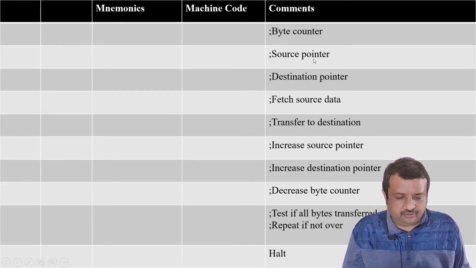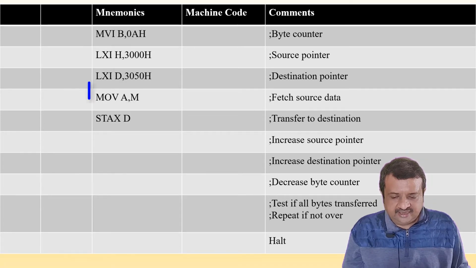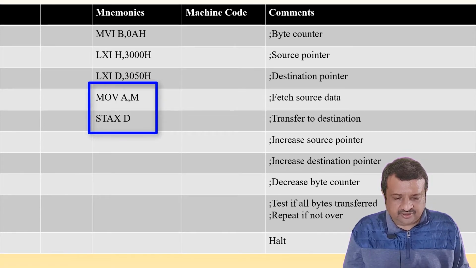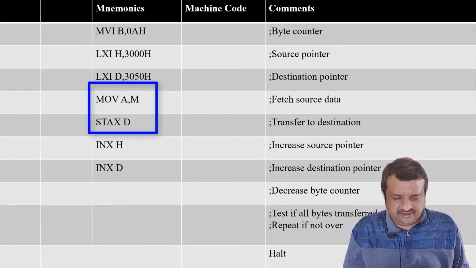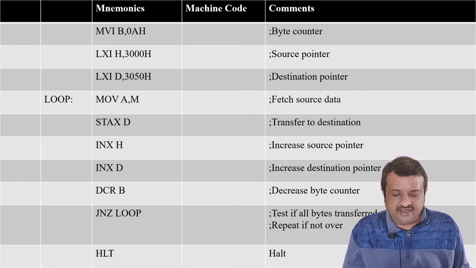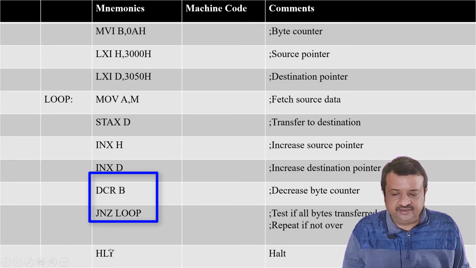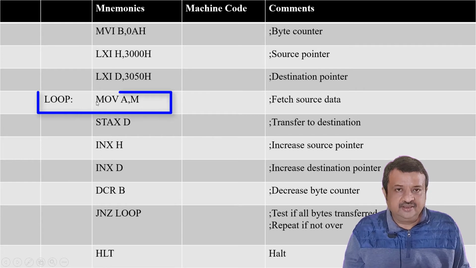So I first of all write down the whole algorithm in the comment section, and then first we initialize the 3 values as we have said: the source pointer, the destination pointer and the byte counter. Then we bring the byte into the processor and save it to the destination. Then we increase the 2 pointers, the source pointer and the destination pointer, and then we decrease the byte counter, and if all bytes have been transferred, then the program will halt, and if they are not transferred, then again we repeat from the step number 4.